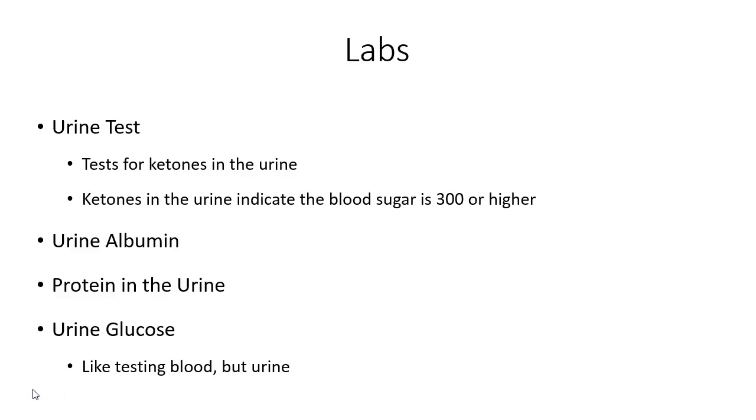All right, so other tests, you have a urine test, which will test for ketones in the urine. Ketones in the urine indicate blood sugar of 300 or higher. Once your blood is so thick and so full of sugar that it actually starts to spill over, and again, that has to hit a certain point, and usually it's about 300.